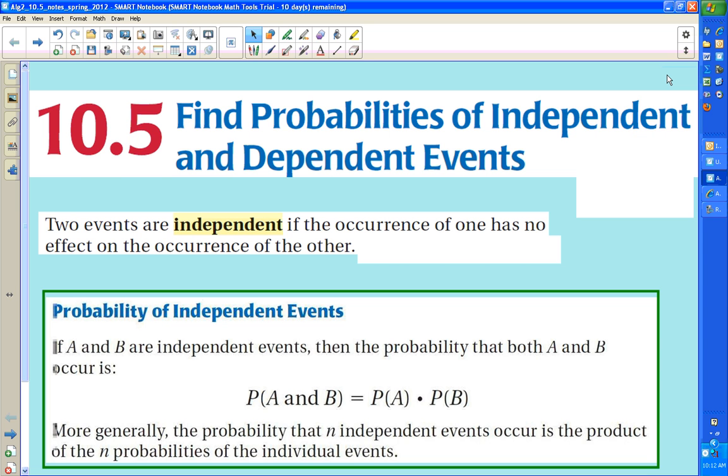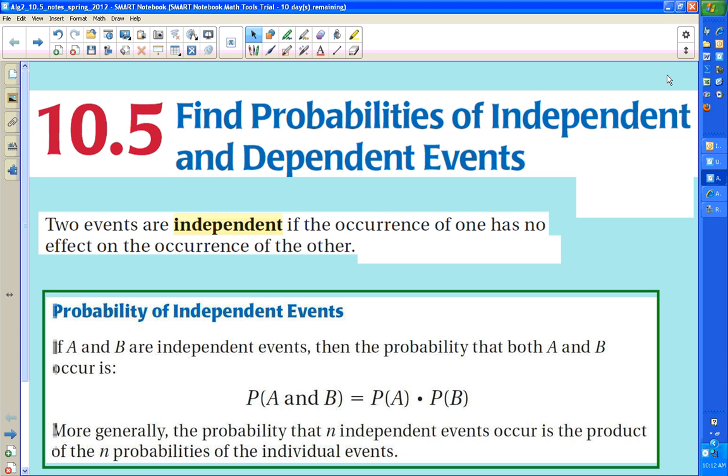This last section is about dependent and independent events. The independent events are pretty easy. It means one event has no impact on the outcome of the other event. Independent events would be like flipping a coin and rolling a die.